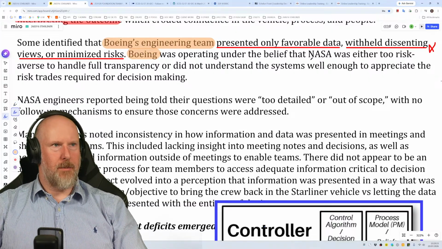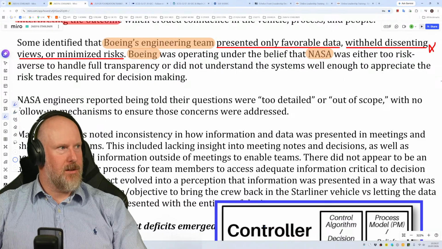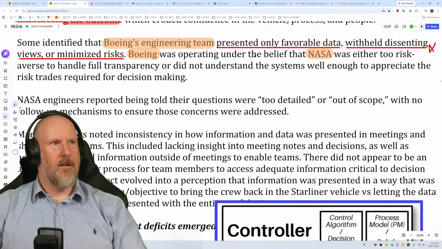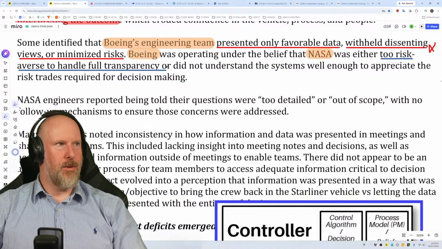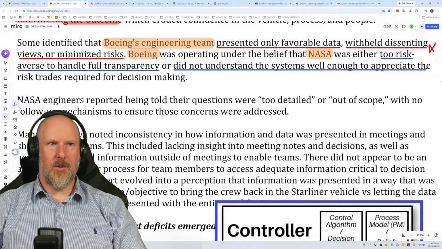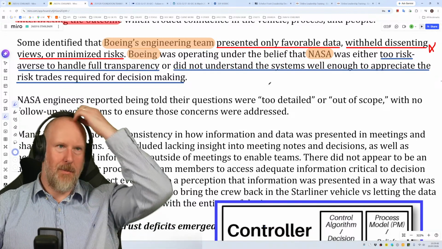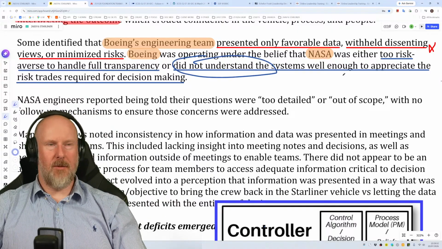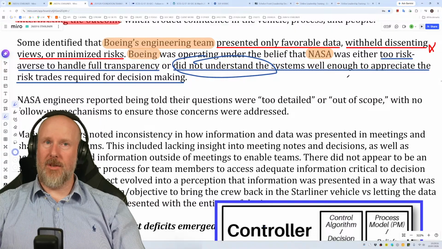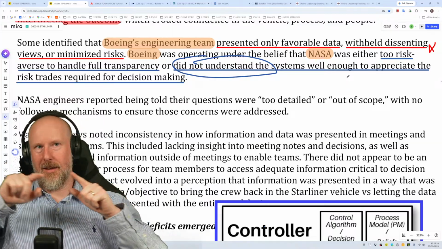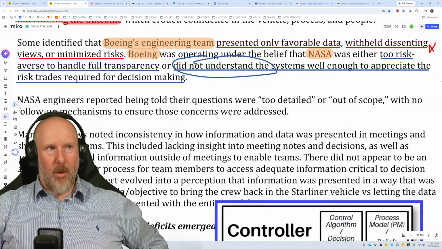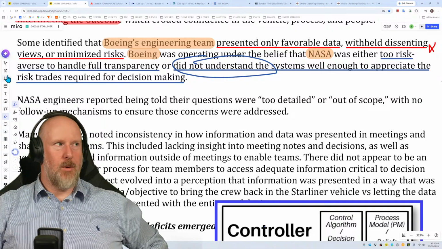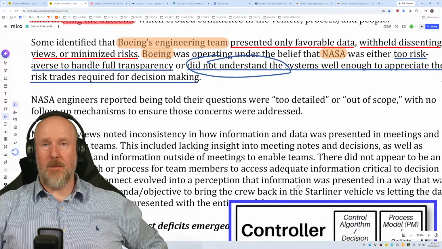Boeing was operating under the belief that NASA was either too risk averse to handle full transparency. So this is the belief. Boeing had a belief, whether that's right or wrong, that NASA was either too risk averse to handle full transparency or did not understand the systems well enough to appreciate the risk trades required for decision making. Again, if they don't understand the systems well enough, whose responsibility is it to make sure they do? That is some control actions, some feedback, some interactions between various stakeholders. And if it's important that they understand those systems to appreciate the risk trades, then somehow that control structure needs to provide that.